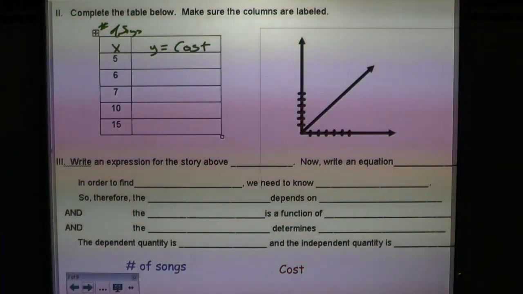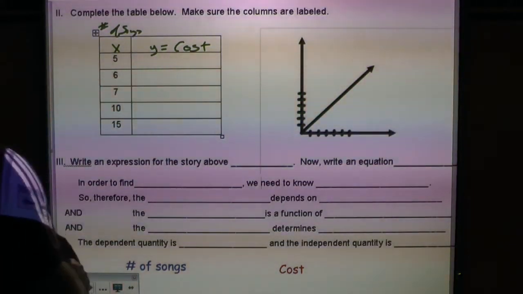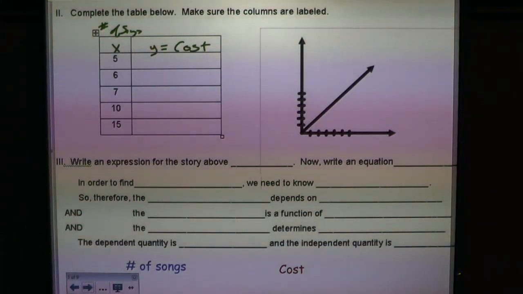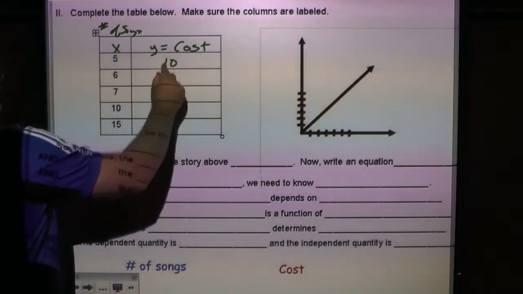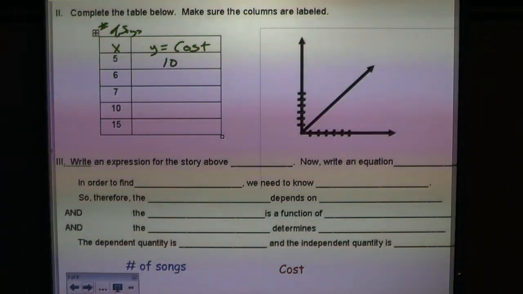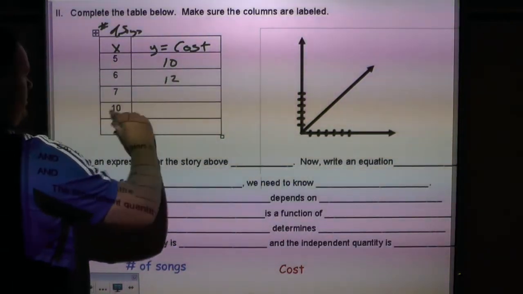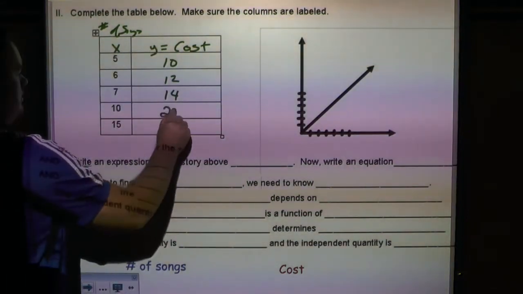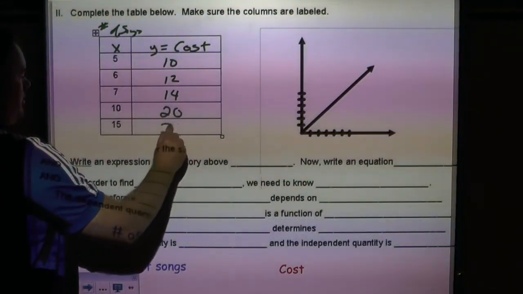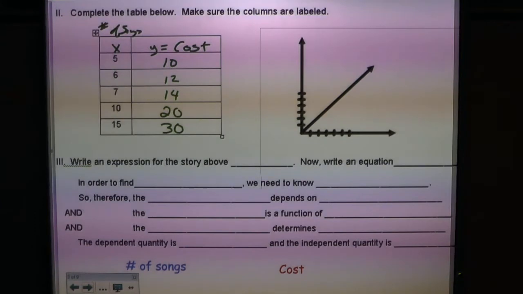You need to be able to fill out this table. I know you've filled out tables before. Let's think about what happens here. If you buy 5 songs, you spend $10 because it's $2 a piece. You buy 6 songs, $12. 7 songs, $14. You buy 10 songs, $20. 15 songs, $30.